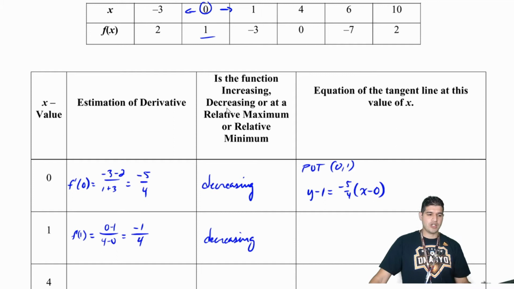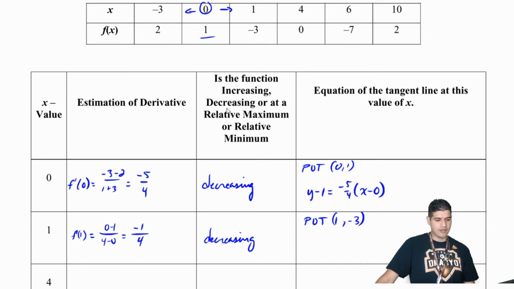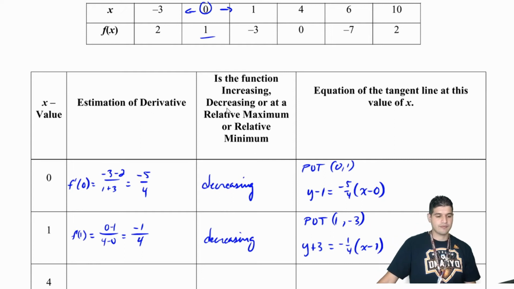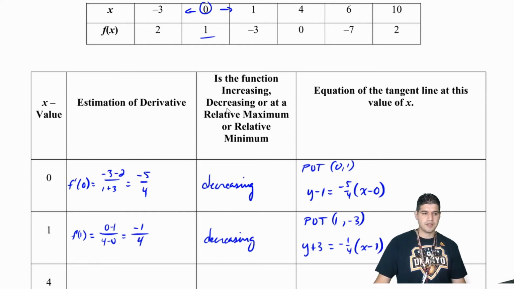All right, so let's determine the point of tangency. The point of tangency is going to be 1, -3, just grabbed straight from that table. And so when I set up my equation, that's going to be y plus 3 equals -1/4 times x minus 1. All right, let's keep going a little bit.